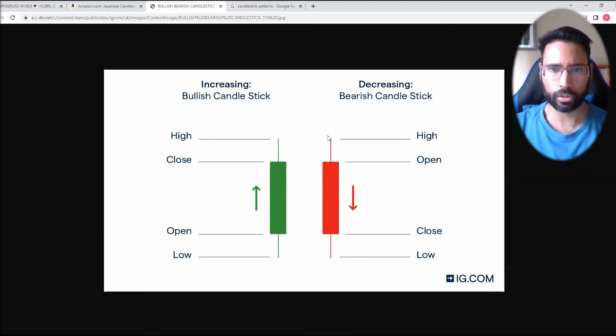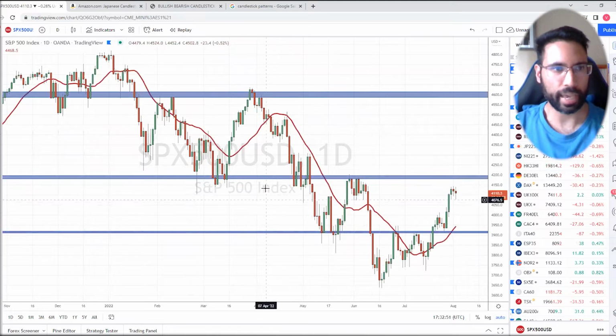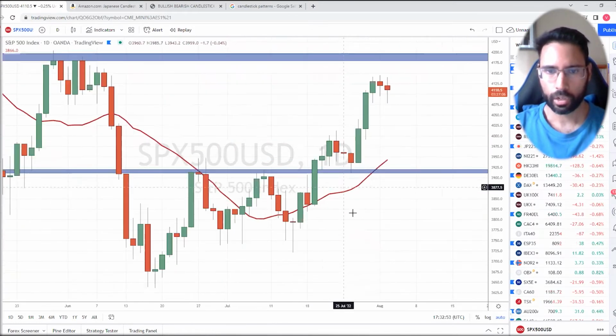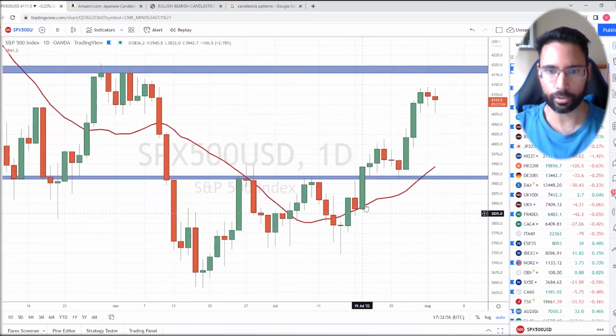However, sellers then pull in the pressure, taking us down to the lows, and then we get our close here, which is again lower than the opening price. So that's it. That's basically how you read a candlestick. And if we take it to the S&P 500 daily chart, we can start to read some of these candles.